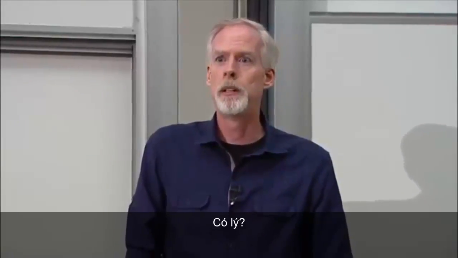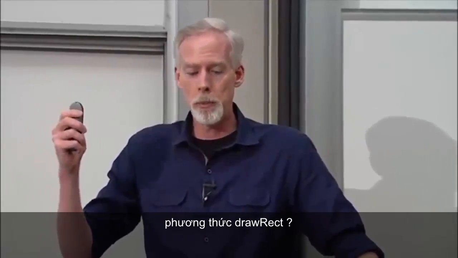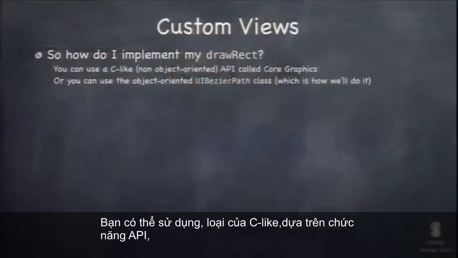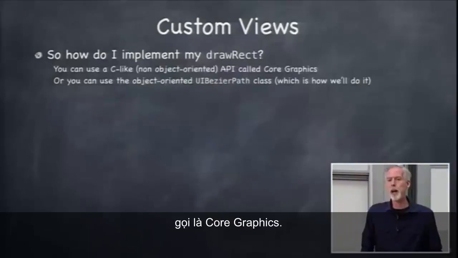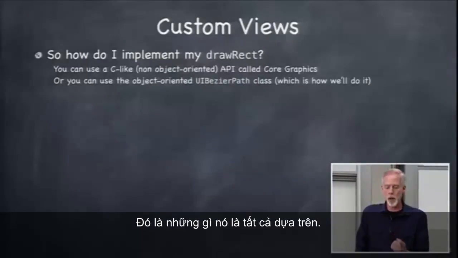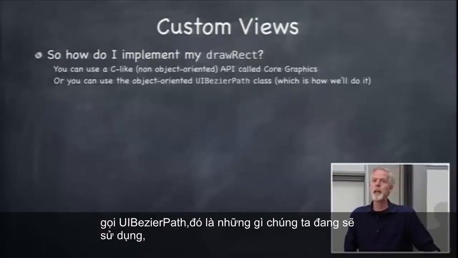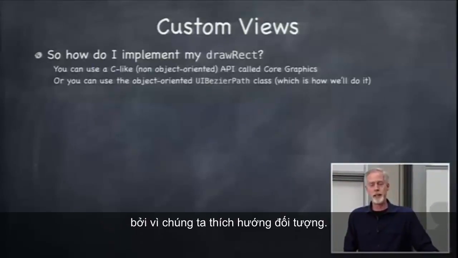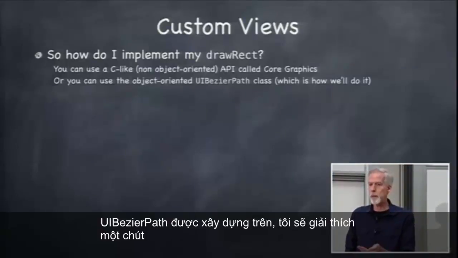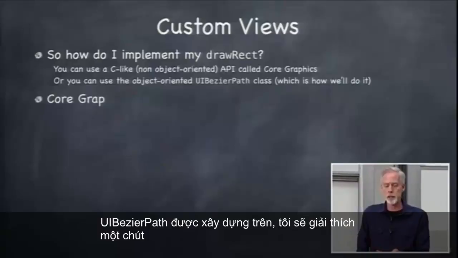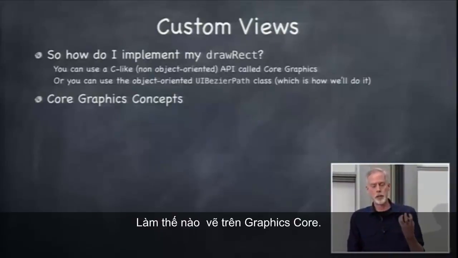Okay? Make sense? All right. So how do you implement this all-powerful draw rect method? You can use a C-like function-based API called Core Graphics. That's what it's all based on. Or you can use a nice object-oriented thing called UIBezierPath, which is what we're going to use because we like object-oriented. But since the underlying stuff, Core Graphics, is what UIBezierPath is built on, I'm going to explain a little bit about the concepts of Core Graphics, how one draws in Core Graphics.